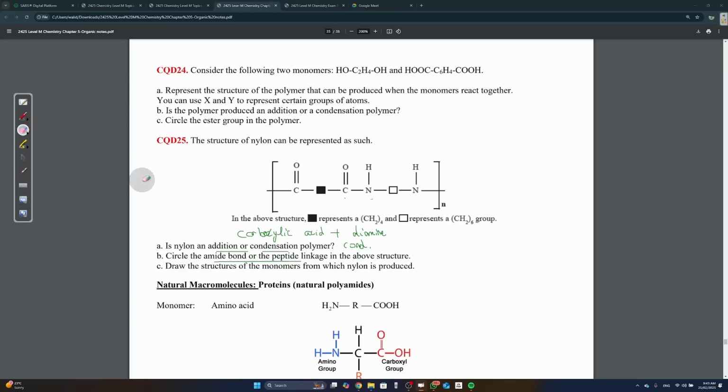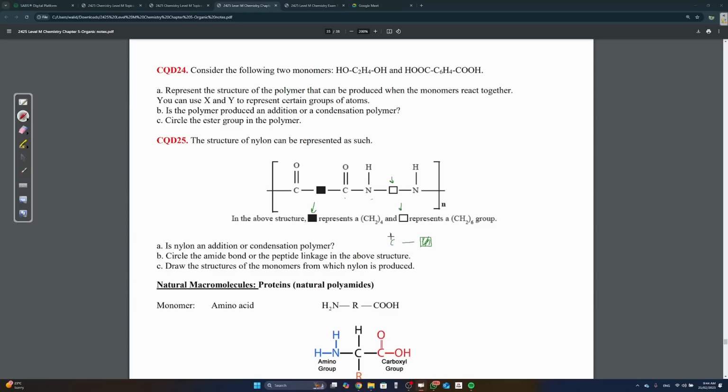Draw the structures of the monomers from which nylon is produced. Surely it's what I told you, carboxylic acid and diamine. We have to use the boxes since they used them in the question. We're going to use the shaded box for, let's take a look here. The shaded box is for the carboxylic acid, because obviously this one is connected to the nitrogen, so this is the diamine.